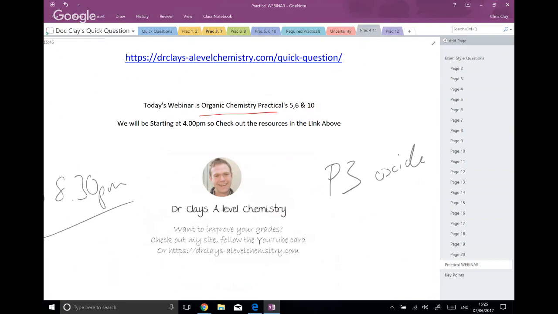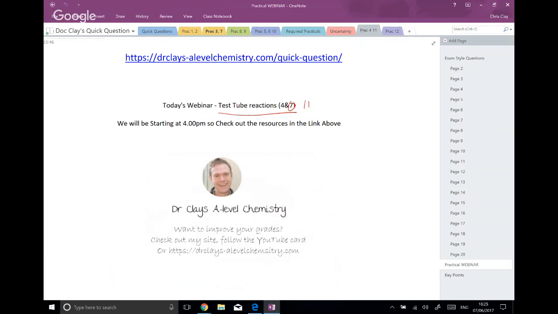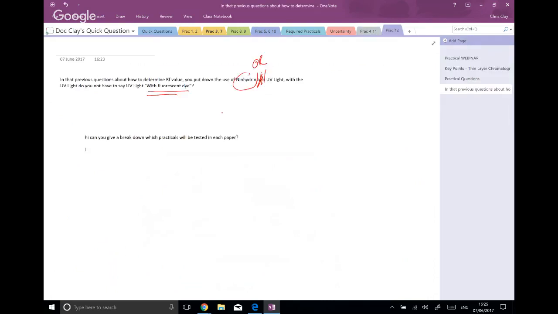Practicals 4 and 11 are test tube reactions. These are paper 1 and possibly paper 3. And finally, practical 12 here, which is looking at chromatography, is going to be either paper 2 or paper 3.